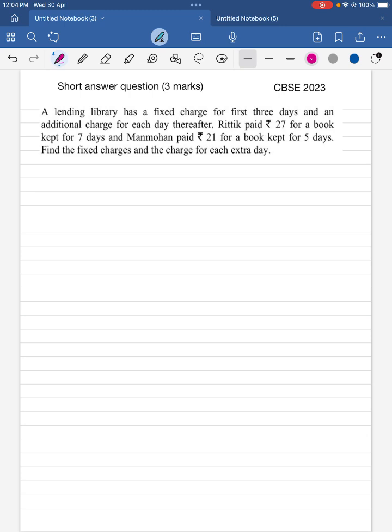Today we're solving a CBSE 2023 board exam question from the topic linear equations in two variables. Okay, so let's look at the question.